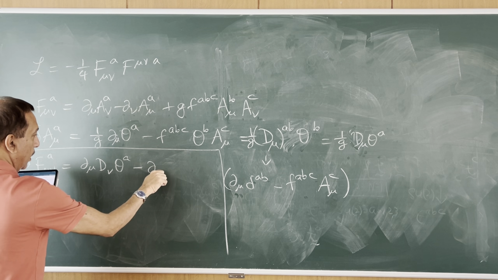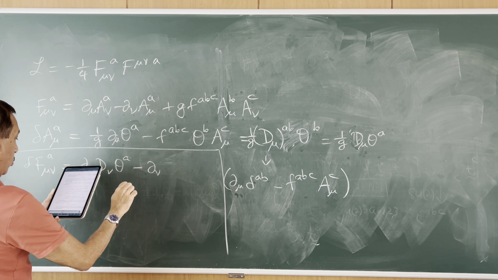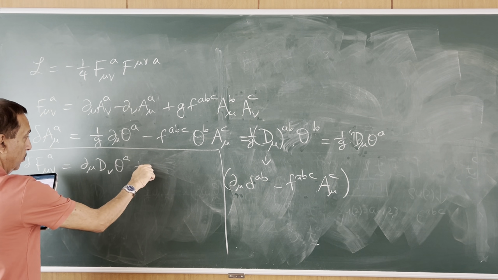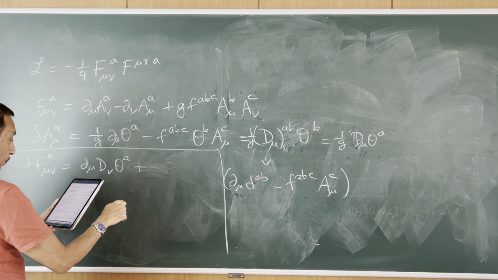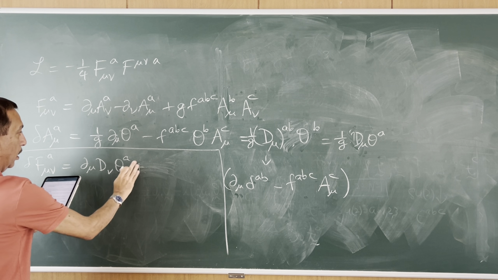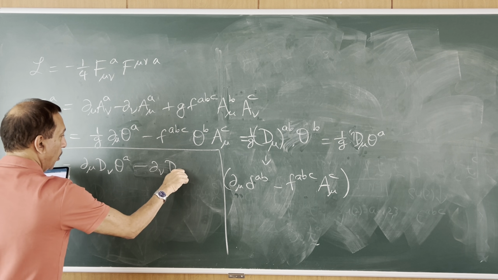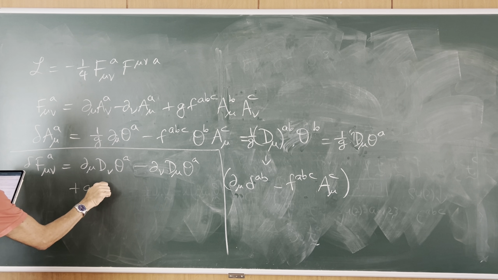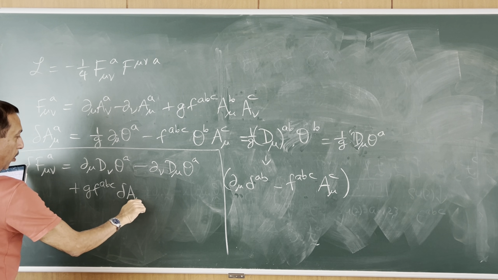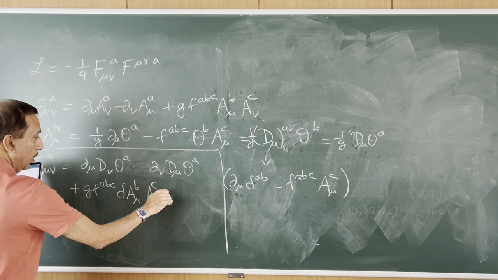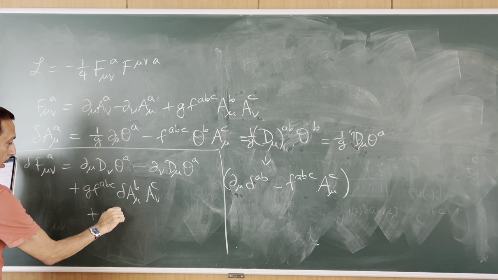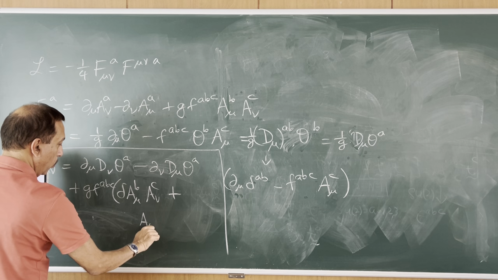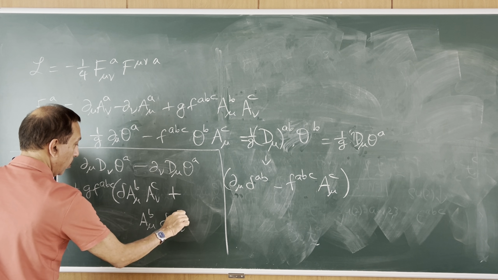But we can certainly get by writing it if we know that. So it's this minus the anti-symmetric version. Again, I can do the trick I did before, which is write only one set of terms and then put minus mu goes to nu. No, actually it's better to do it this way explicitly in this case. Plus g f^{ABC} delta A mu B A nu C, plus g f^{ABC}, I could put a bracket here, plus A mu B delta A nu C.